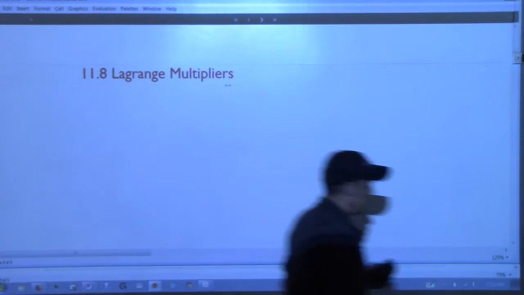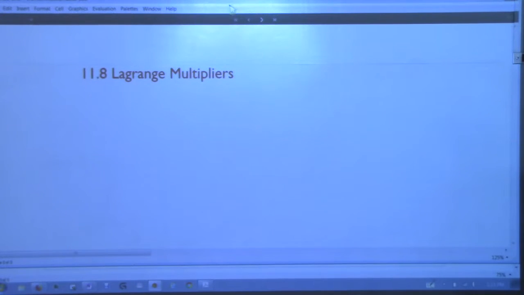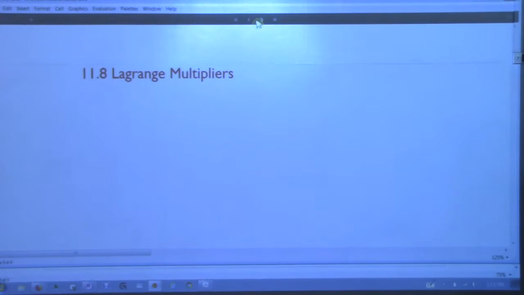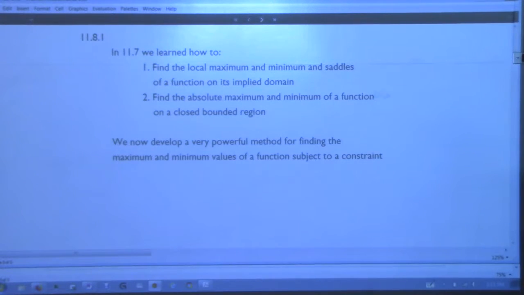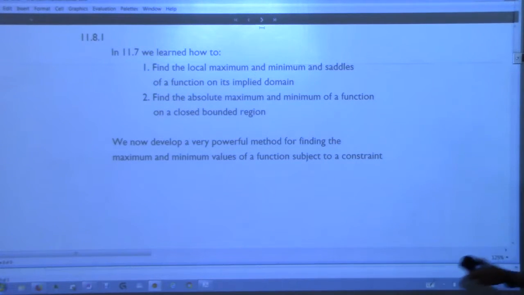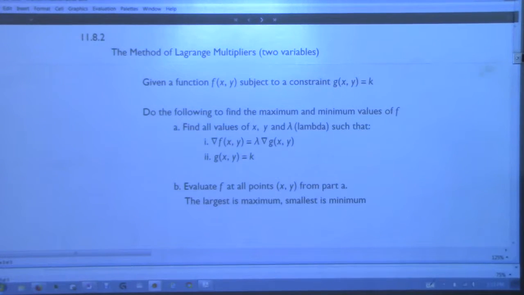So here it is. Again, I'm not trying to prove to you why it's true. That was just a visual to show you, yes, this indeed does happen. I don't think the book even goes through a proof, so it's beyond the scope of this class. This is what I was telling you when I first started class. We already know how to do a couple of things. We now develop a very powerful method for finding the maximum and minimum values of a function subject to some constraint.